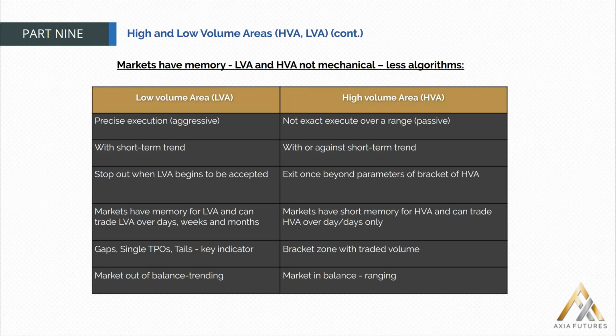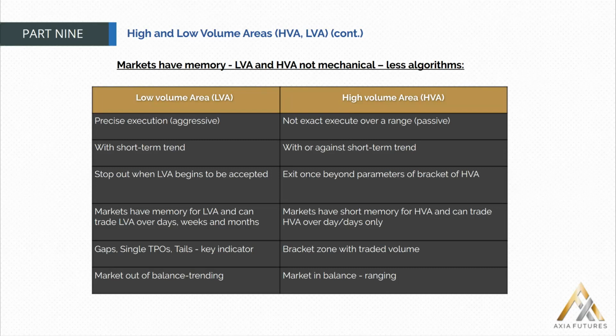Note, some of the low volume areas will come from gaps and single TPOs and tails, and these are the key indicators of this initiative that remains. Whereas with high volume areas, it's the bracket zones, those clear protruding areas on the volume profile showing where volume is being accepted. Then just note the best conditions, the best preconditions to trade these setups is when, obviously, in the case of a low volume area, the market is trending and we have quite a few low volume areas and there's clear initiative in the market.